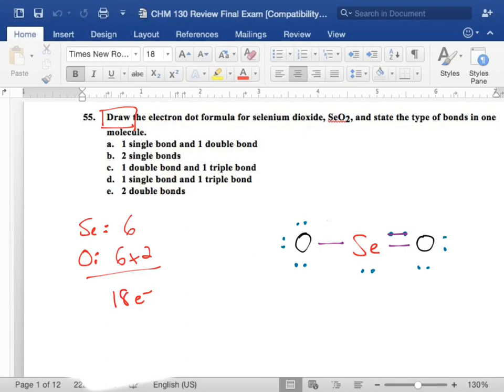So why wouldn't you do 2 double bonds? Couldn't you connect the other oxygen as well and take the 2 off the bottom? Because if I remove those 2 and then do that, how many electrons are now in the structure? 16. Oh, okay. Does that make sense?